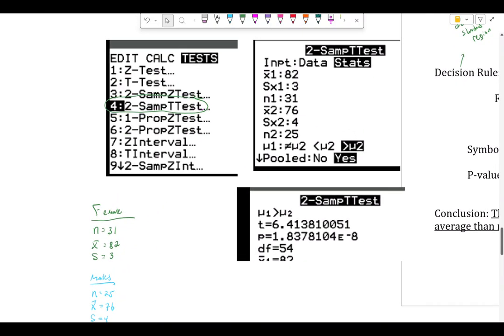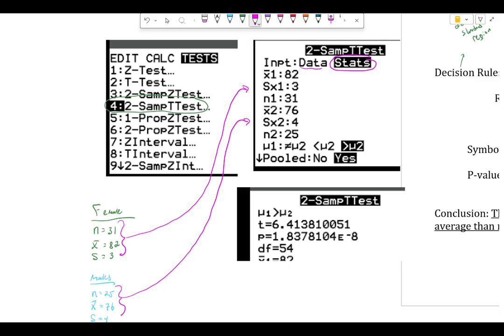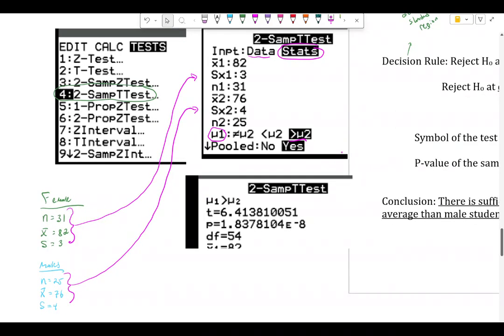Okay, cool. So from here, we're going to select stats because we're given the information. If I gave you a list of raw data, we could choose data and then type them into L1 and L2, but we're not. We're just going to take all of this information here for the females and type it in. Take all of this information here for the males and type it in for the second population. We'll choose that population 1 is greater than population 2. And then we just need to confirm that the standard errors should be pooled.